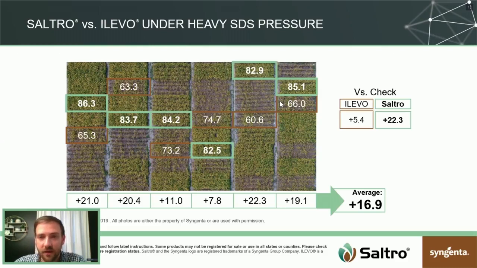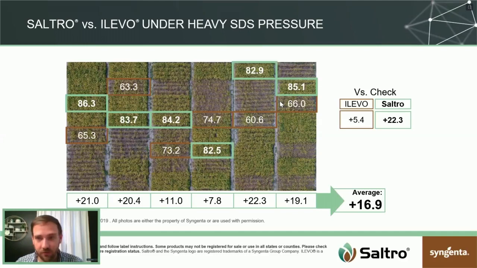in SDS protection. And that's not to say that Elevo didn't do well versus the check. It still yielded 365 kilograms per hectare more than the check, which is well within the range that they claim in their marketing materials and would fall within the range of their data set. 365 kilograms per hectare, that's admirable. It was statistically different than the check. The difference is that Saltro in this trial yielded 1,500 kilograms per hectare more than the check. So that's the 22 bushels per acre difference, 1,500 kilograms per hectare more.